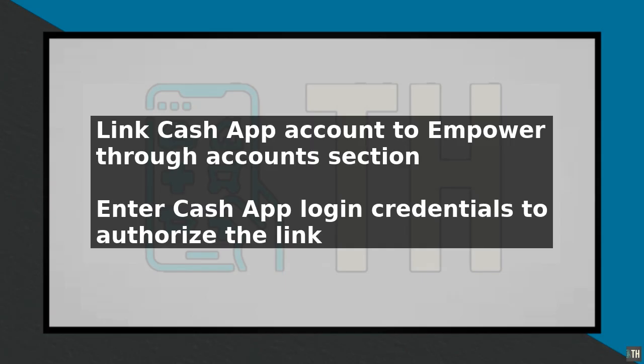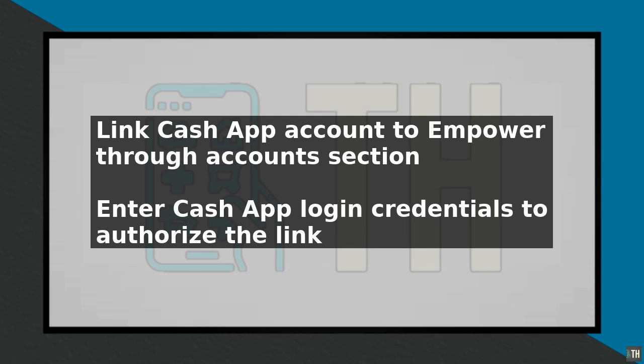Once your Cash App account is linked to Empower, you can start tracking your spending and managing your finances. Empower allows you to categorize your transactions, set budgets, and receive alerts when you go over budget. You can also use Empower to track your savings goals and receive investment advice.